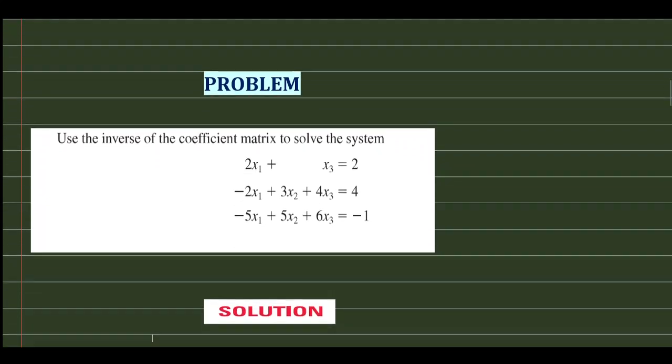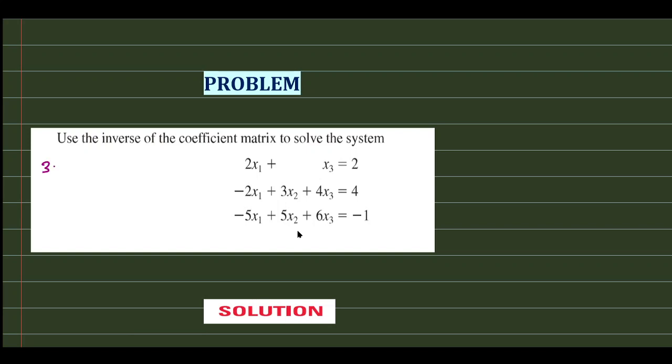So we did for a 2 by 2 matrix. Now we will see for a 3 by 3 matrix. So the next problem is: use the inverse of the coefficient matrix to solve the problem 2x1 plus x3 equal to 2, minus 2x1 plus 3x2 plus 4x3 equal to 4, minus 5x1 plus 5x2 plus 6x3 equal to minus 1. So here we see that we have three equations.